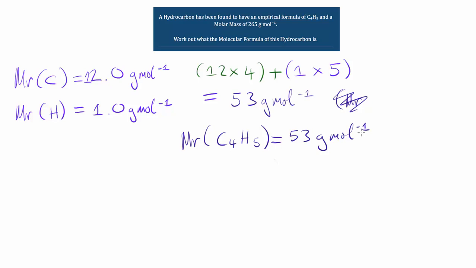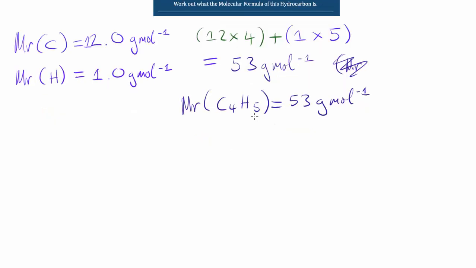Okay, so we've now got the Mr of our empirical formula. We also, from the question which is provided, have the Mr of the molecular formula, and at this stage we need to look at working out the difference between the two values. How do we get from the Mr of the empirical to the Mr of the molecular formula?